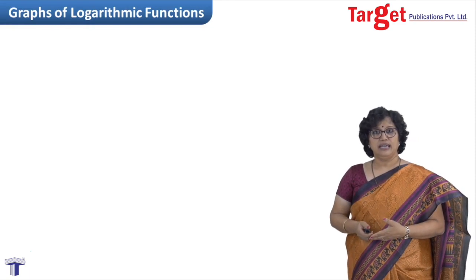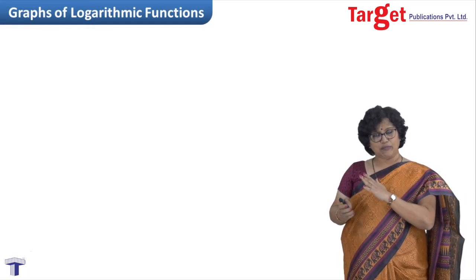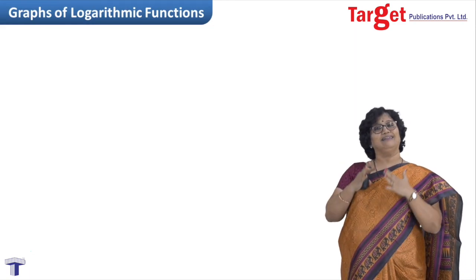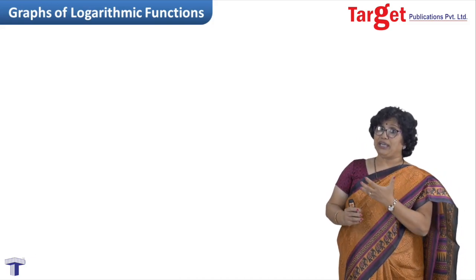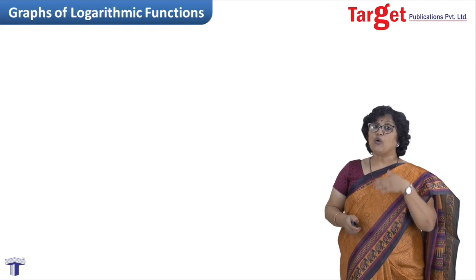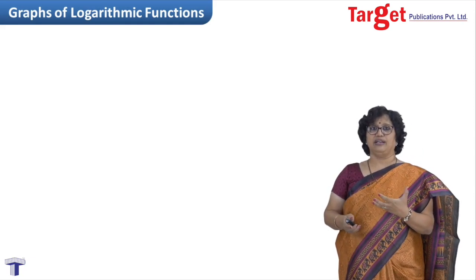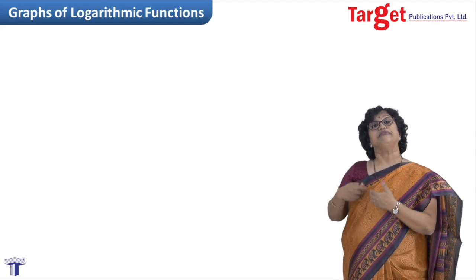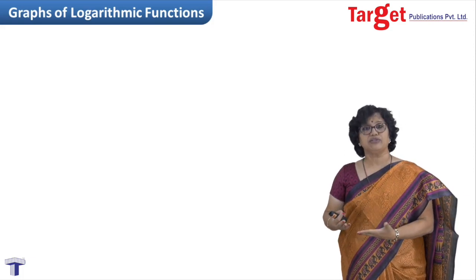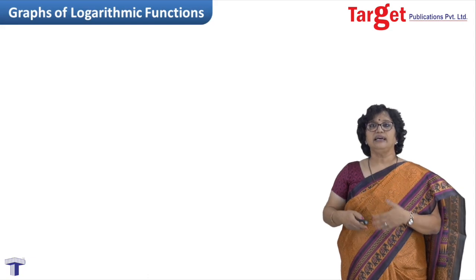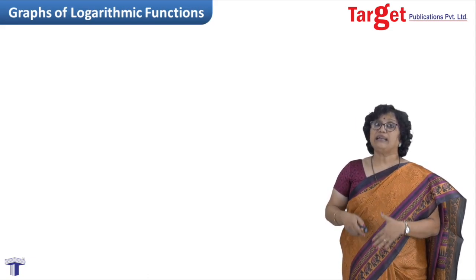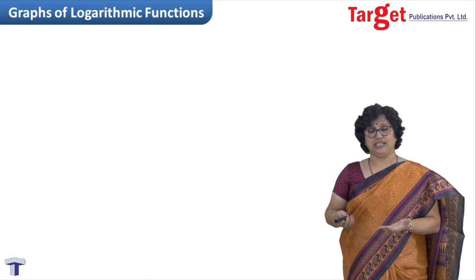And the next is the graph of logarithmic functions. Now, exponential and logarithmic functions, they go hand in hand. One is the inverse of the other. You have already seen what I mean by the inverse of a function. Now, whatever job the exponential function does, the logarithmic function finishes that. Or whatever the logarithmic function does, the exponential function finishes that. The reason is that they are inverses of each other.